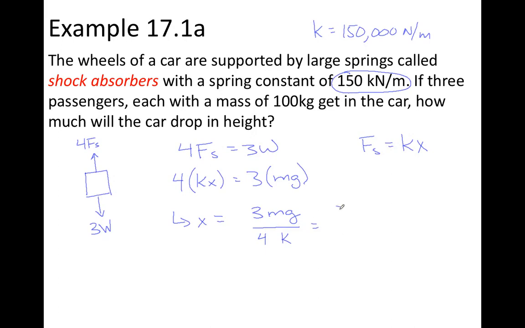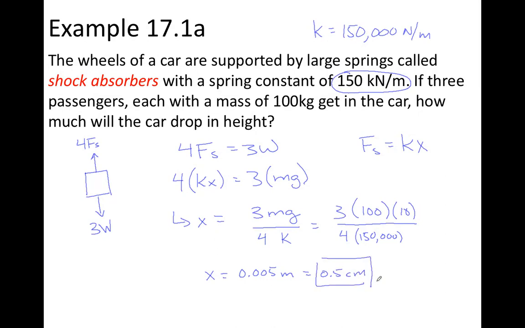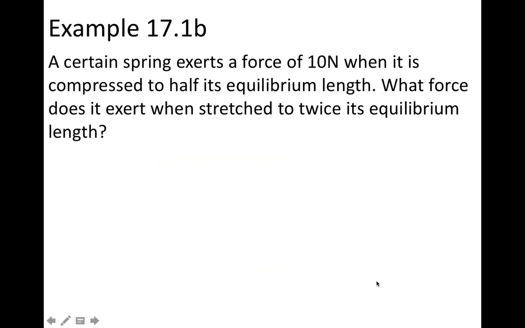I have values for each of these variables. The mass is 100, g is 10, and the value of k is 150,000, and we end up getting a value of 0.005 meters, which is about half a centimeter. Okay. Perfectly reasonable for how far a car is going to drop with typical springs. Let's look at one more example.